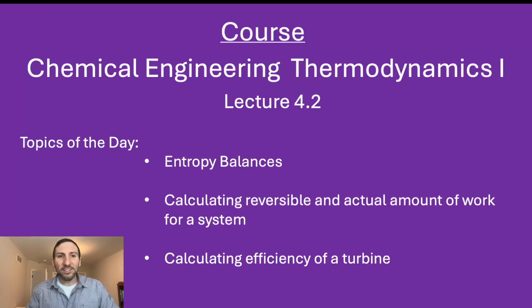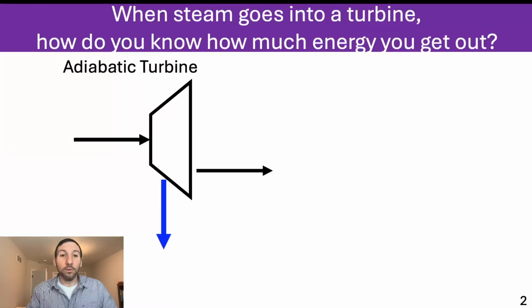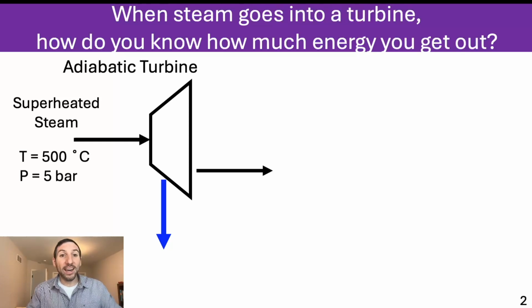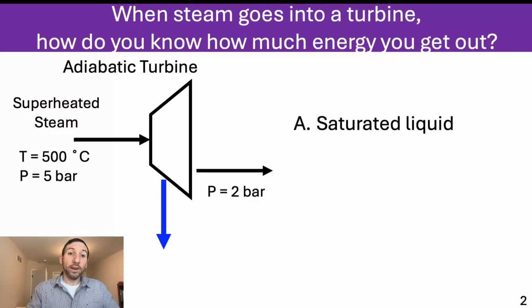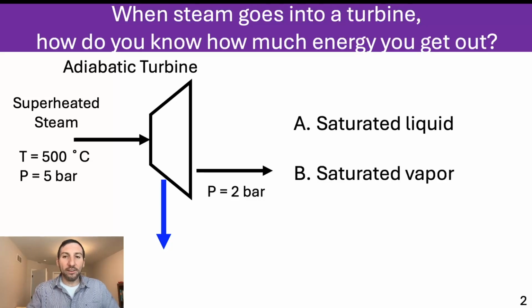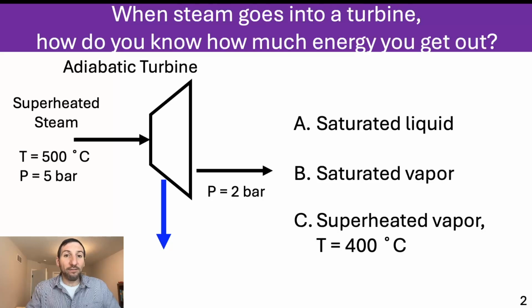So as a recap from last video with our theoretical system, we have an adiabatic turbine with superheated steam entering at a temperature of 500 degrees Celsius and a pressure of 5 bar. And exiting, we have something coming out. Could be water, could be steam, we don't know yet, and it's coming out at 2 bar. We have some potential options of what's exiting: we could have saturated liquid, saturated vapor, or superheated vapor at 400 degrees C.